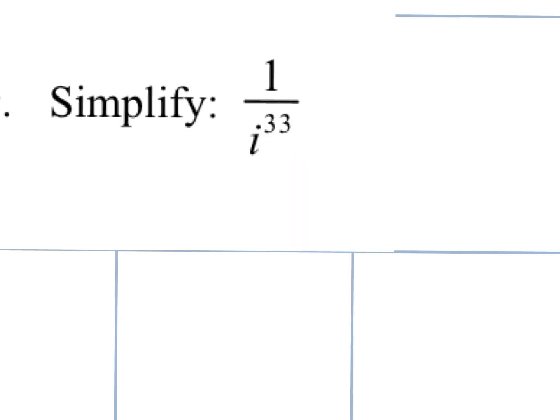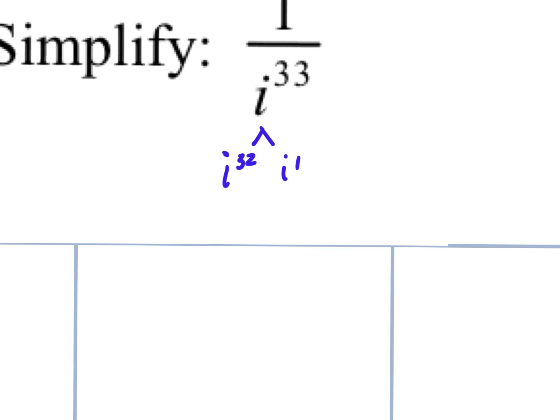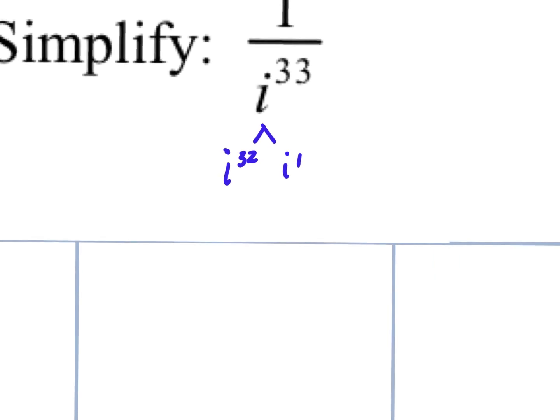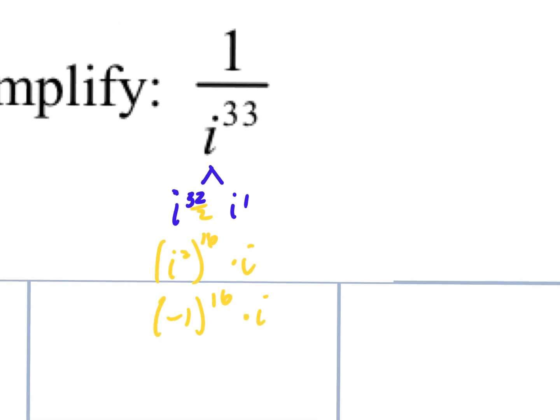Okay, again, we have another simplifier with these i's. So I am going to break this down into i to the 32nd power times i to the first. I'm now going to write this in terms of i squared. So I can take i squared. If I divide 32 by 2, I get 16 times i. So I have negative 1 to the 16th power times i. So negative 1 to the 16th power is going to be positive 1 times i. So I have 1 over i.